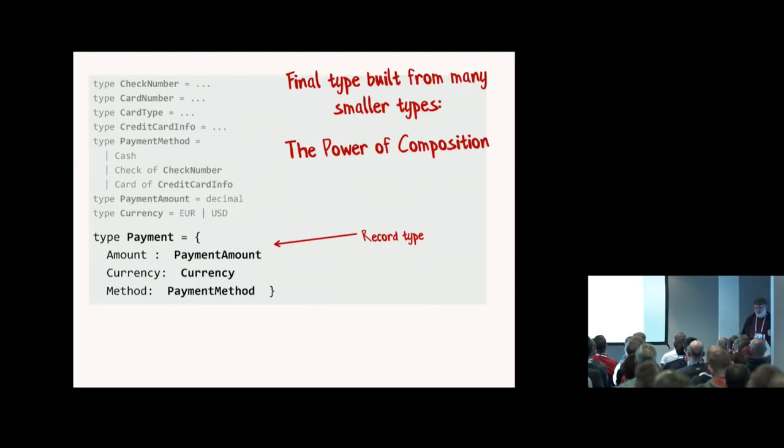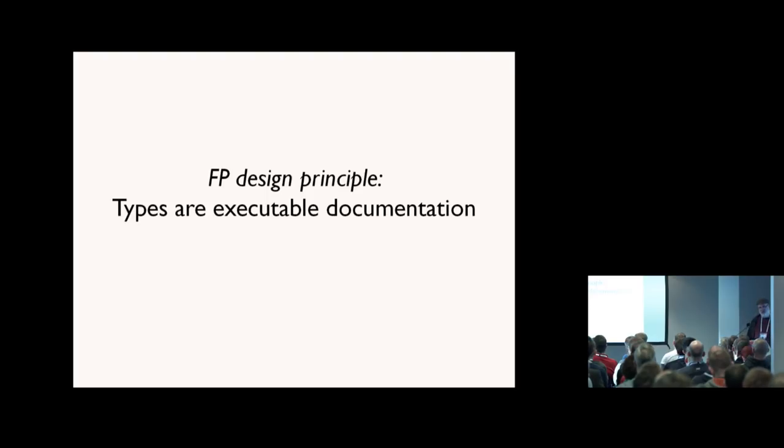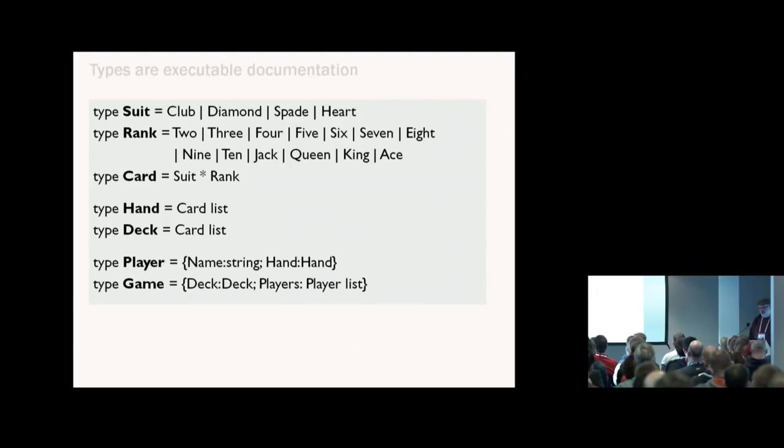The power of composition. What's nice is it's very compact. It fits in one page very nicely. So this is another nice thing about functional programming: you would tend to use types as executable documentation. They're not just something that gets in the way. They're something that actually documents what you're doing.